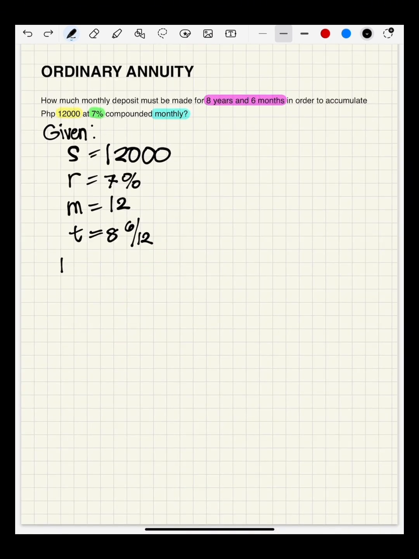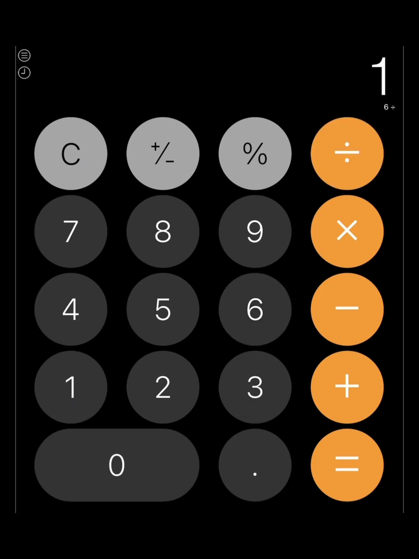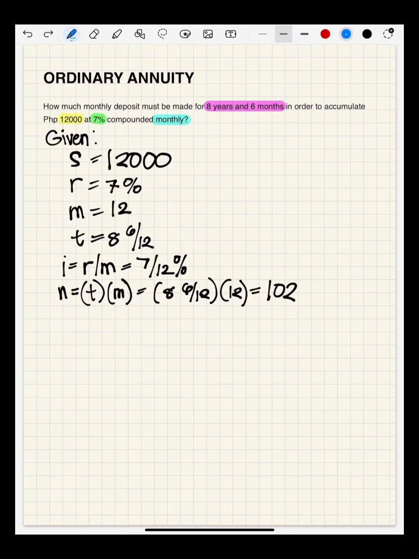And the i is r divided by m equals 7 over 12. If we convert it into percentage, it is still 7 over 12%. And as for the n, t times m equals 102. To get the 102, you have to divide 6 by 12 plus 8, multiplied by 12. And now, we are going to use the formula R equals S over s angle n at i.